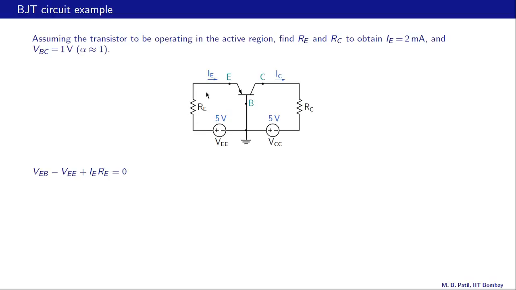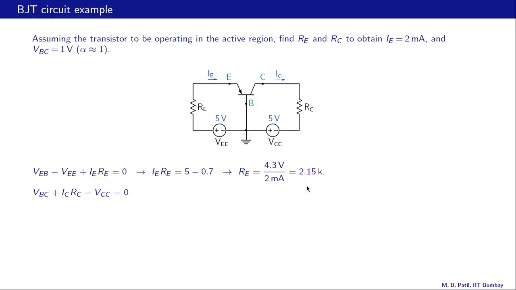So in this loop, we can write VEB, this voltage drop, which is going to be 0.7, minus this voltage rise 5 volts, plus IE times RE equal to 0, and that gives us IE RE equal to 5 minus 0.7 or 4.3 volts. And since we are given the value of IE, 2 milliamps, we can find RE turns out to be 2.15 K.